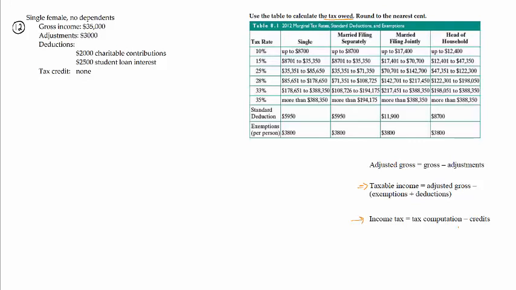All right. So first, I got to figure out my taxable income. So I have my adjusted gross income, which is going to be equal to, so let's see, I have my gross income is $35,000. And then do I have any adjustments? I'm like, yep, I have a $3,000 adjustment. So minus my $3,000. So I'm going to have $32,000.